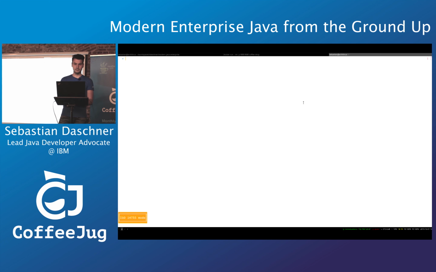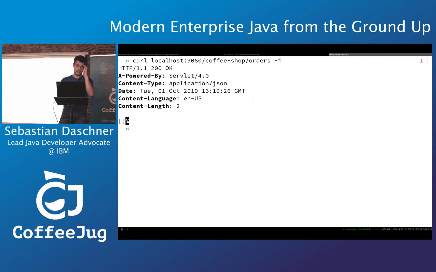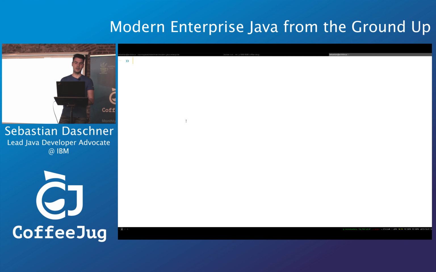All right. Once my application is fully up and running, I can go to curl localhost, then coffeeshop. That is the context name because of the war file, coffeeshop.war, and resource orders. And then it says, great, 200 OK, and an empty JSON array. There is no order in the system. It's stored in memory, so that's why.